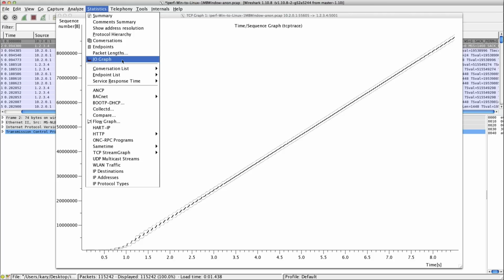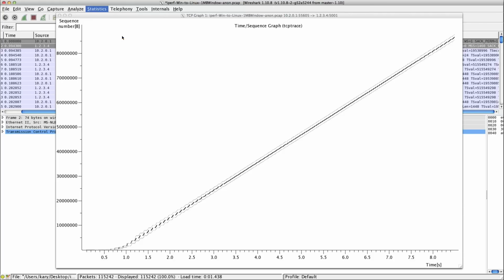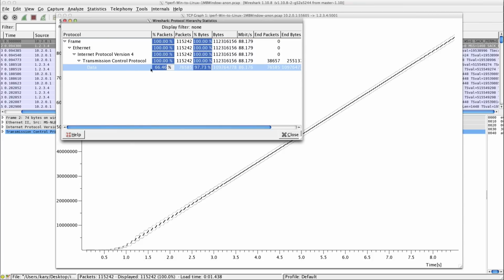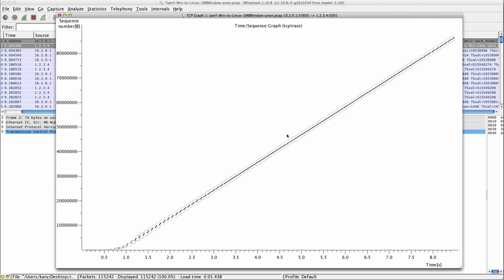So where am I going? Protocol hierarchy, and look at data, and it's 86.1. So that's it. I nailed it. This one is good. So I'm hitting what I expect in terms of throughput.